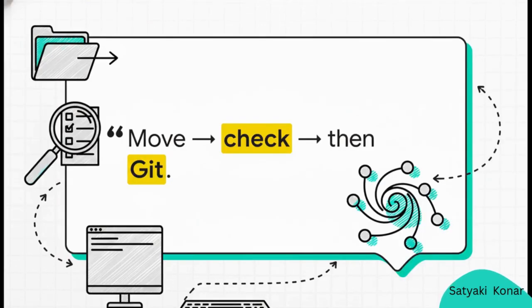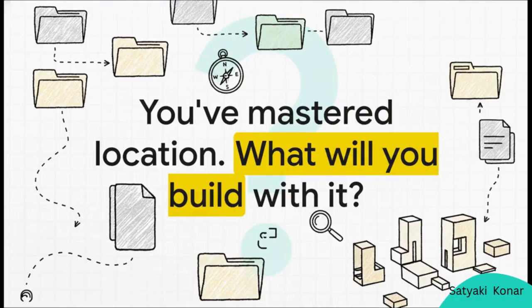So, if there's one thing you take away from all this, it's this little mantra. Just burn it into your brain. Move, then check, then Git. This simple 3-step process is your safety net. It will save you from so many headaches, and it builds the right habits right from day one. And just like that, you're no longer lost in the command line. You know how to find your location, you know how to look around, and you know how to move with confidence. You now have the foundational skill you need to use Git effectively. So the only question left is, what are you going to build with it?